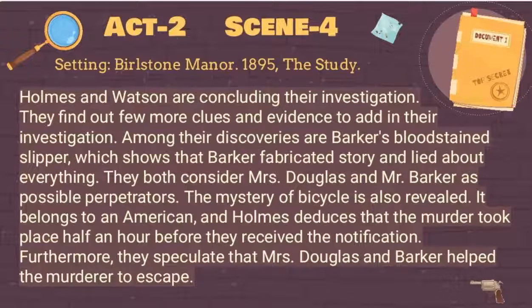Among their discoveries is Barker's blood-stained slipper, which shows that Barker fabricated the story and lied about everything. They both consider Mrs. Douglas and Mr. Barker as possible perpetrators. The mystery of the bicycle is also revealed. It belongs to an American, and Holmes deduces that the murder took place half an hour before they received the notification. Furthermore, they speculate that Mrs. Douglas and Mr. Barker helped the murderer to escape.